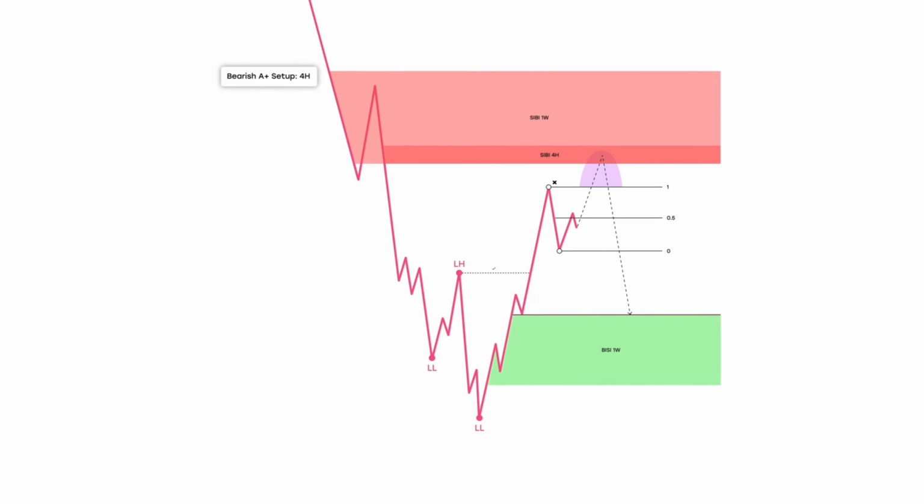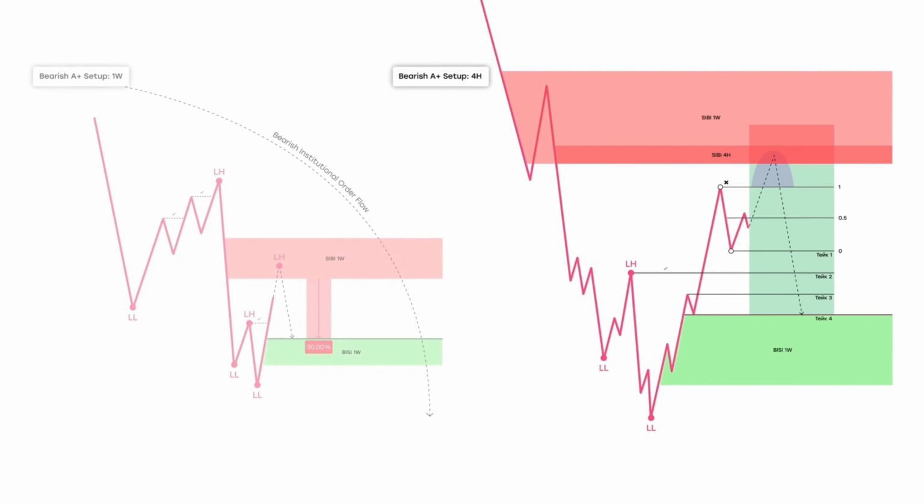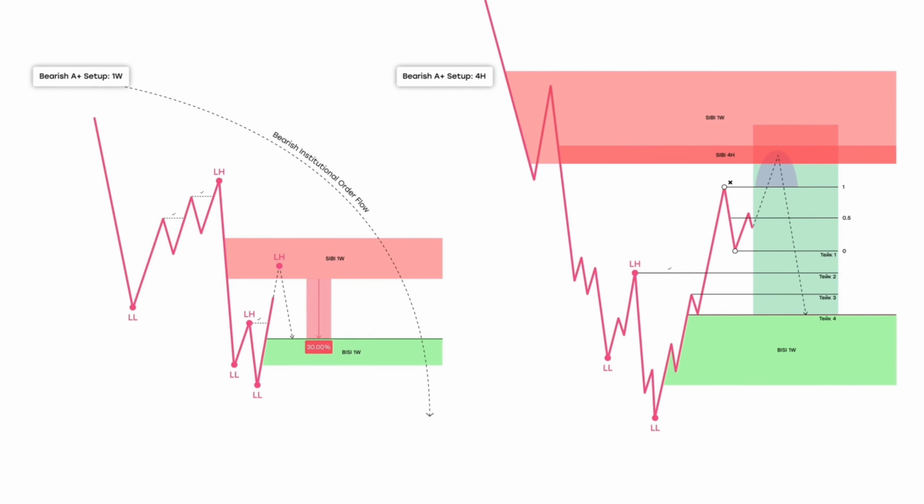Entry into the short position is executed with a limit order at the start of the imbalance. The stop loss is placed beyond the second candle of the formation, and the take profits are determined by the same principles as in the bullish example. Such formations play out quickly and with a high expected value. This is a classic bearish A+ setup.